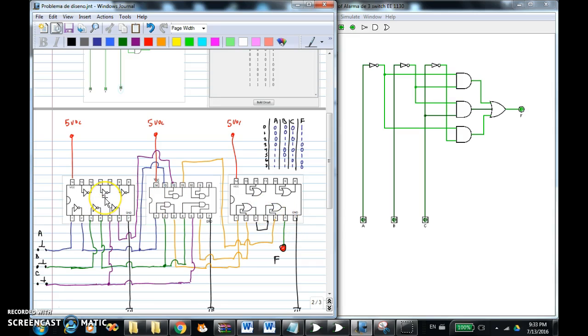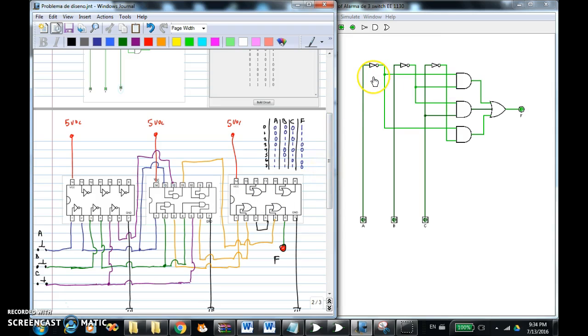They must be aligned like this. The first one must be the 7404, the hex inverter. The second chip must be the 7408, which is the quad 2-input AND gate, and the last one is the 7432, the quad 2-input OR gate.